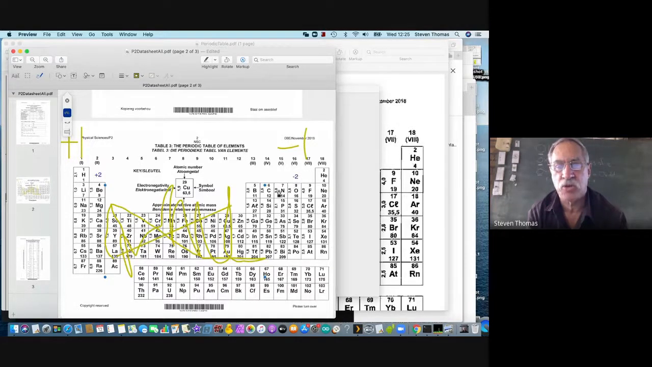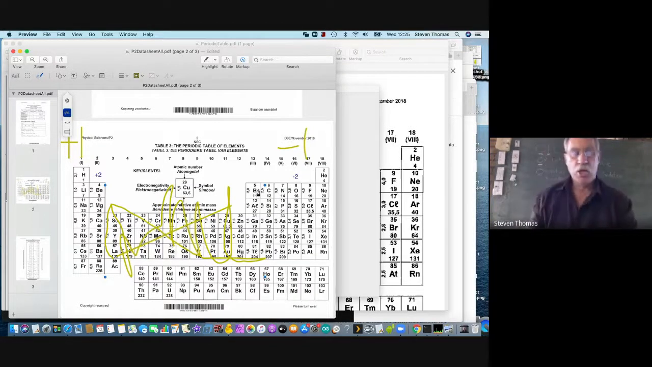This becomes -2. Now, these guys here, they kind of can lose 3 electrons or gain 1, 2, 3, 4, 5 electrons. So they've got an oxidation number of possibly +3 or -5. Carbon could be +4 or -4. Nitrogen could be +5 or -3. So these guys are a little ambivalent about their oxidation numbers.